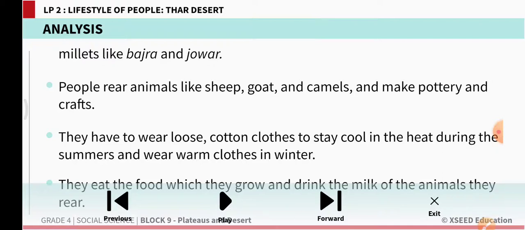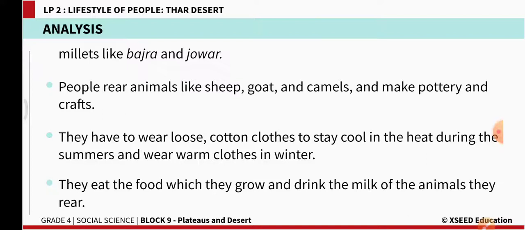Right? Okay. They grow a few crops which can grow in little water. They even rear animals like sheep, goats and camels and they drink the milk of these animals.